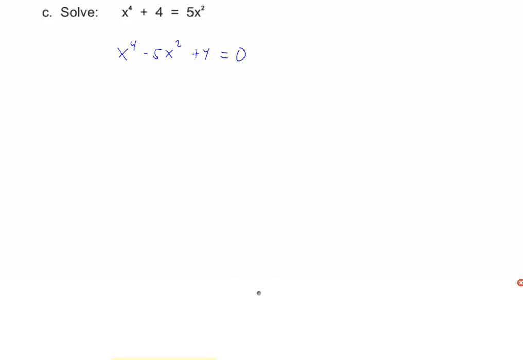Now, what would be your next move? So I'm going to give you a second to think, and then I'm going to ask you what you're thinking. What would be your next move? What are you going to do next? All right, who's got a thought? What are you going to do next? Luke? I would try to factor it.